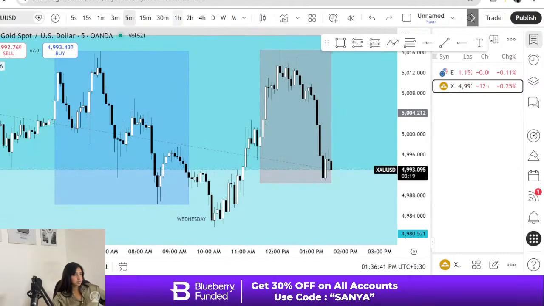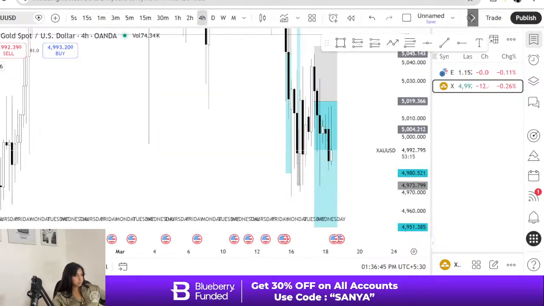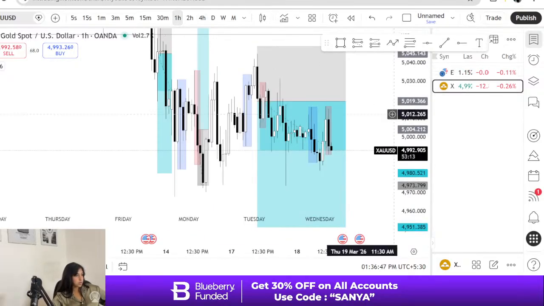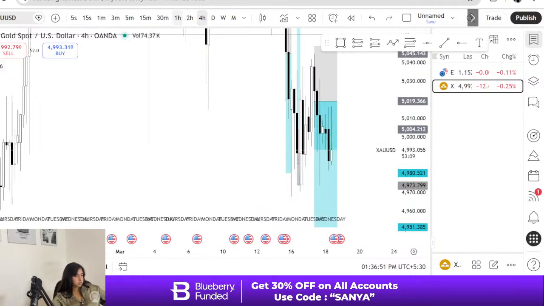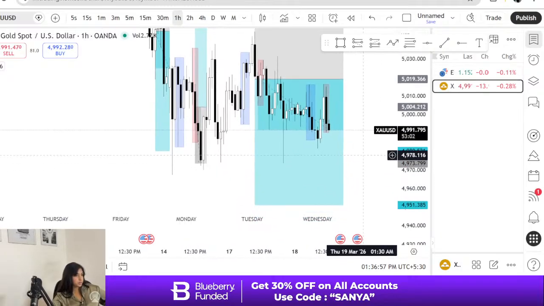Where is gold now? Okay. The 1 hour is flipped. 4 hour is flipped, 1 hour is flipped. Like 4 is about to flip, but 1 hour is flipped. I hope it doesn't consolidate.